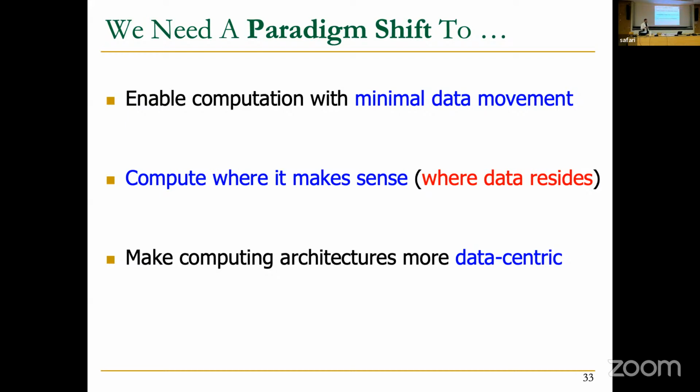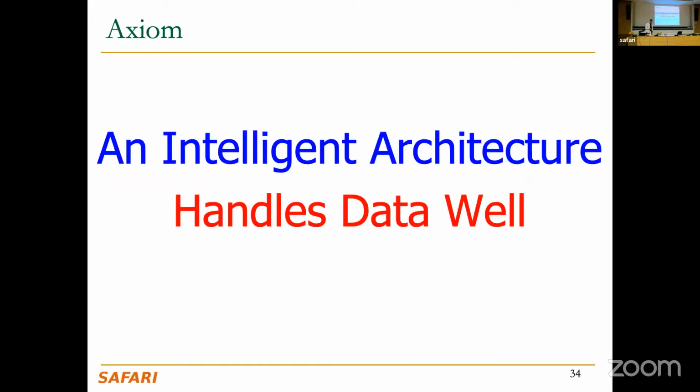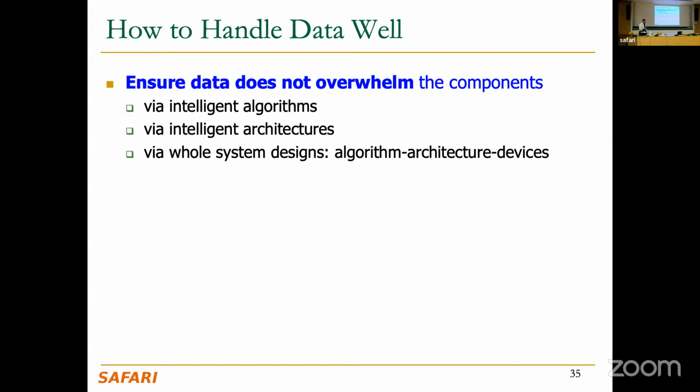If your data is in your DRAM, for example, there is no reason for you to move it into the processor, or if it's in the cache, why move it into the registers in the processor to do computation? And this is what we call data-centric architectures, because we are going to think not about the computation first, but instead about where the data is, and later think about the computation. So an intelligent architecture that is well designed should handle these data movement problems well.